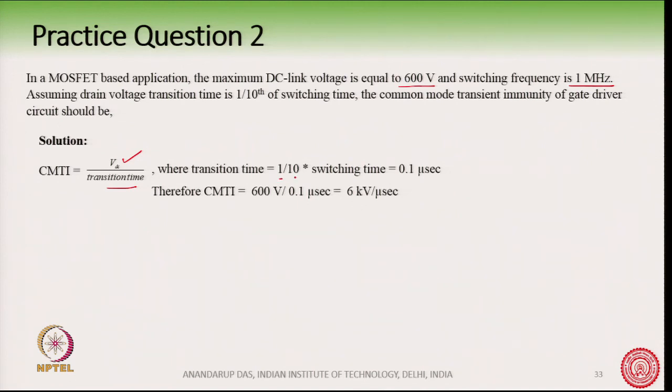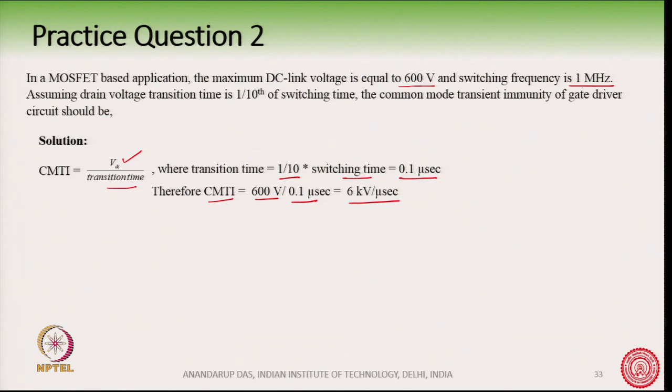So, the transition time is 1/10 into 1 microsecond, that is 0.1 microsecond, and so the common mode transient immunity required in the gate driver circuit should be at least dV by dt, 600 volt by 0.1 microsecond, that is 6 kV per microsecond. So, you have to take a gate driver circuit which can sustain a CMTI of about 10 kV per microsecond or 15 kV per microsecond, something like that.